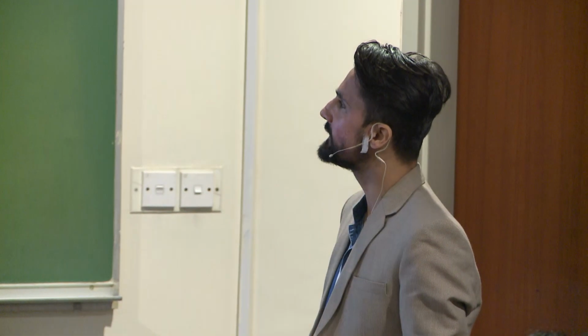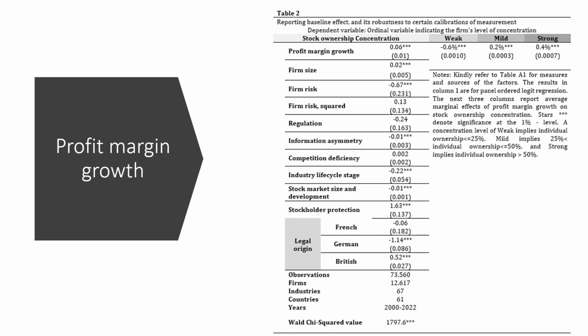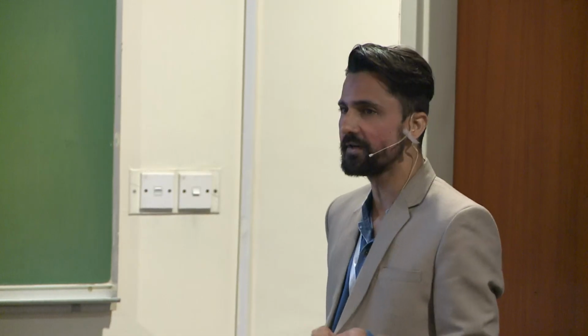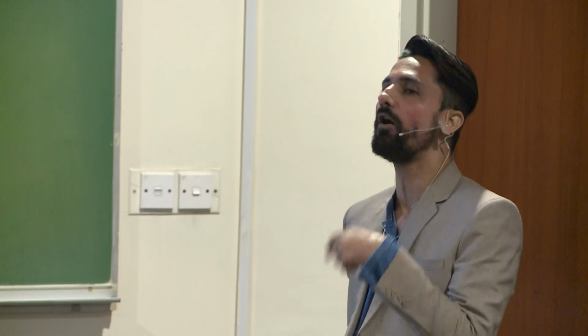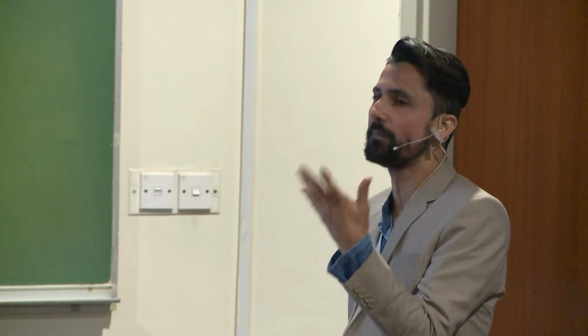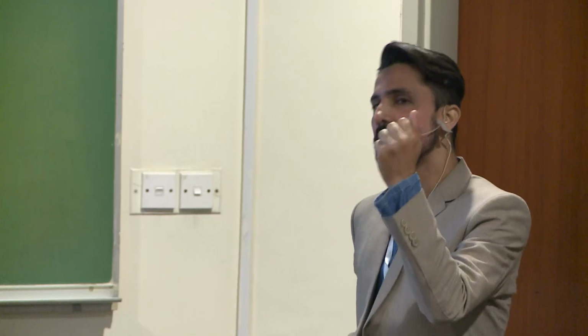So what are the results? We can see that profit margin growth leads to a positive increase in income inequality, and all the control variables are showing their usual signs. But since profit margin growth is impacting concentration, and concentration is an ordinal variable, we cannot just use 0.06 to interpret anything, because it's an ordinal variable.